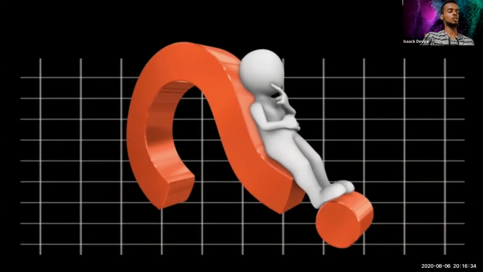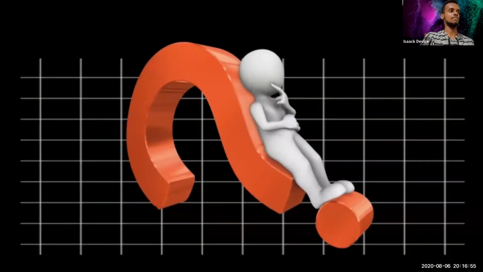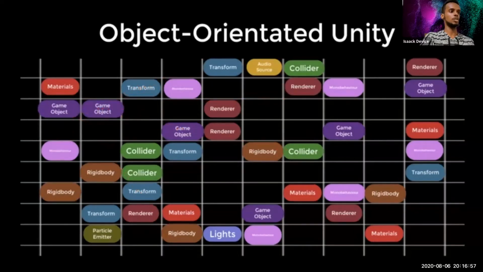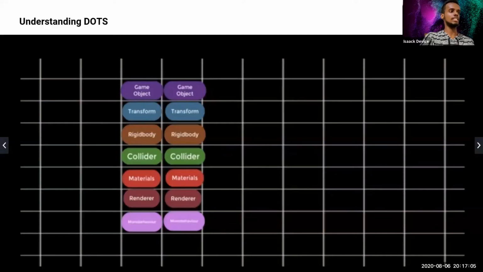Now, how can we address this problem? This is how DOTS works. It arranges all the components and the data like this in memory. Just forget about the MonoBehaviour there, since there's nothing like MonoBehaviour in DOTS, but I'm just giving you an overview of how DOTS arranges the data compared with this one. This one is more scattered with a lot of CPU cache misses, but this one is more organized. It gives the CPU less time to allocate the data in memory.